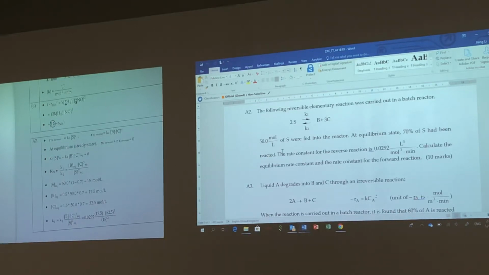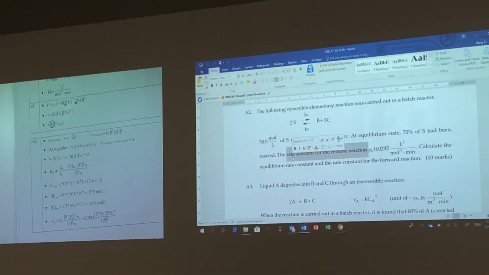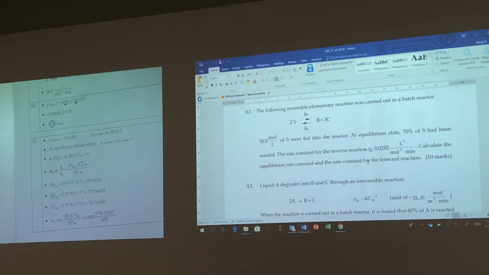Finally, there's another constant given. The rate constant for the reverse reaction is given. So this is K2. You are going to find the equilibrium rate constant and the forward rate.